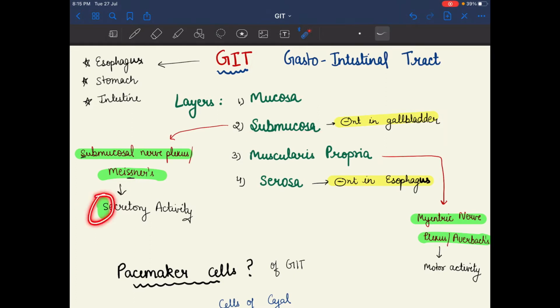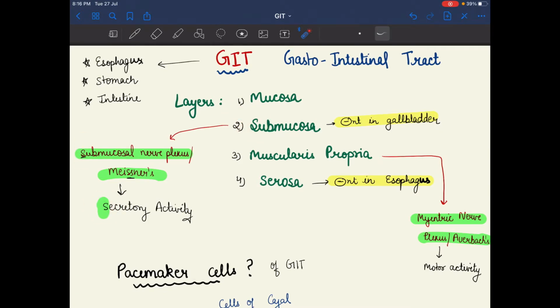The submucosa has the Meissner plexus, which helps in secretory activity. In the muscularis propria, M for muscularis propria, M for Meyntrich nerve plexus, and M for motor activity. For motor activity, we have Meyntrich plexus, which is present in muscularis propria. Please remember it like this: M for muscularis, M for motor, M for Meyntrich nerve plexus. And the submucosa is for secretory activity, with the submucosal nerve plexus, also called Meissner nerve plexus.